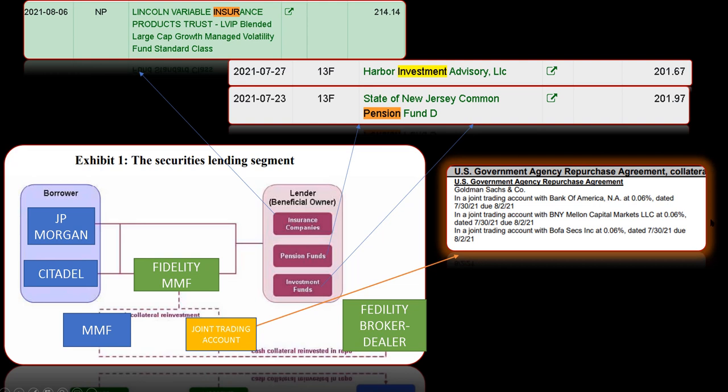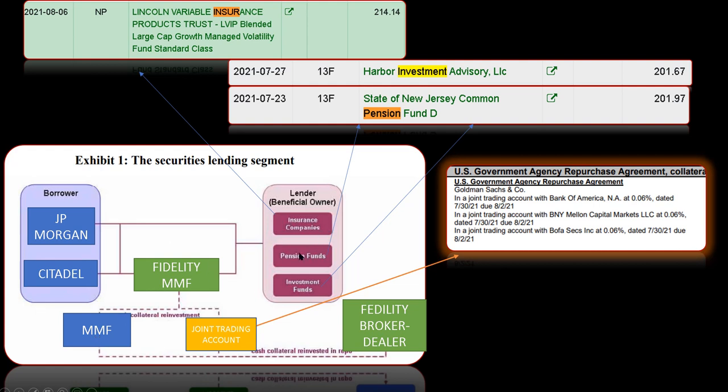It's found in Fidelity's financial report. This is as of 7/30/21, due 8/2/21. Obviously, this is an overnight government agency repurchase agreement. Agency lender, government agency repurchase agreement. Agency lender being Fidelity. Their own money market fund right here is where they reinvest the cash collateral given by the borrowers.